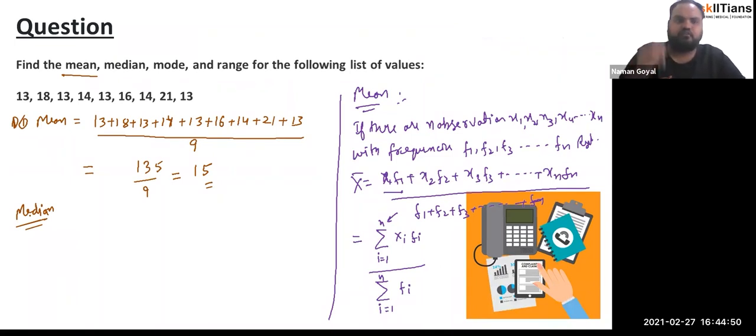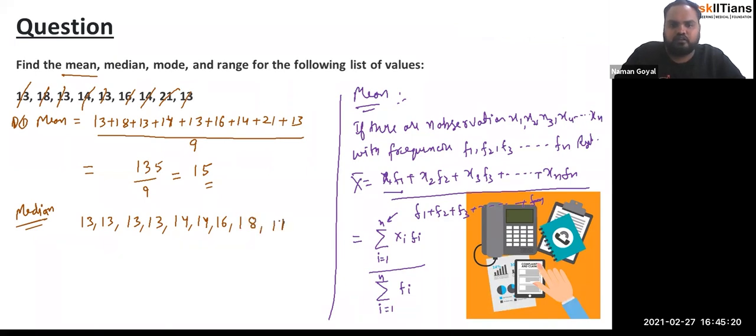Now median. For median, you have to arrange them either in ascending order or in descending order. So I can arrange in ascending order. 13 comes 4 times. Then 14, 2 times. Then 16 one time. Then 18 and 21.